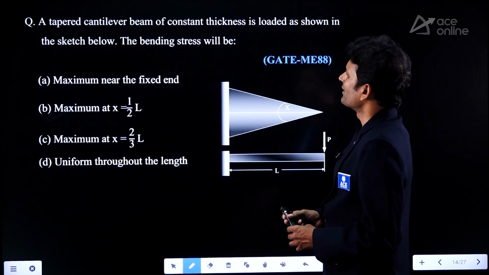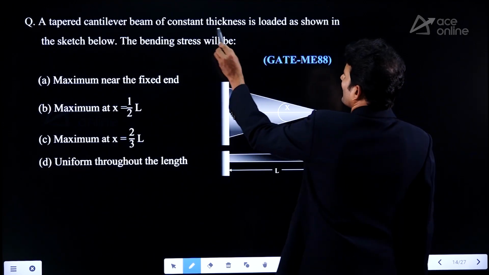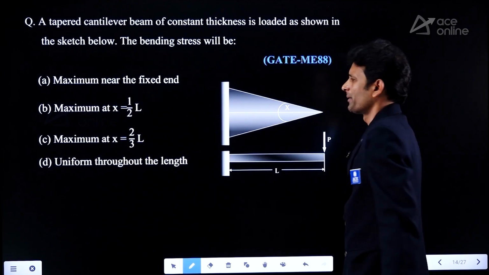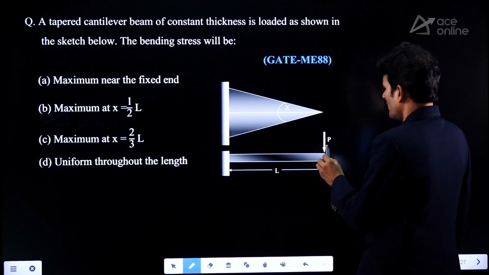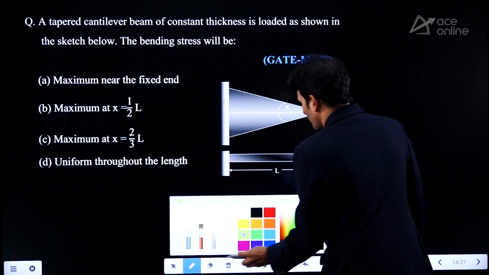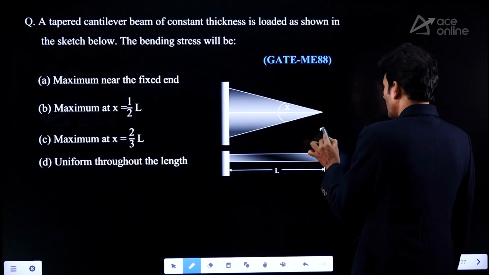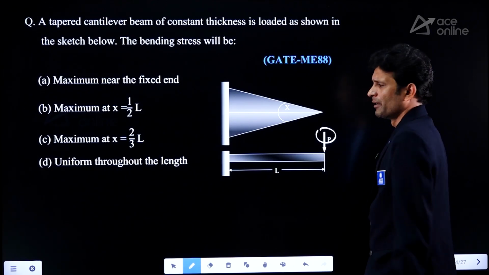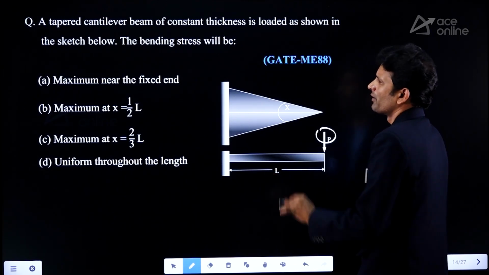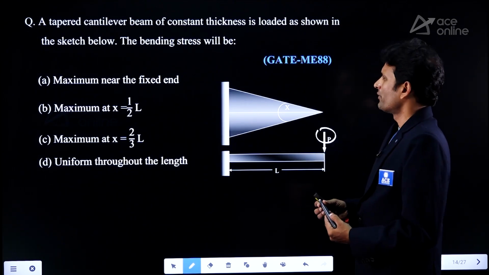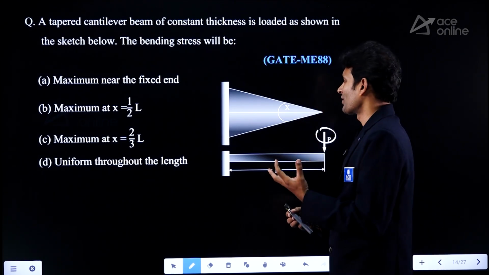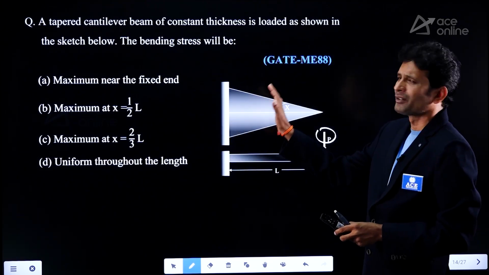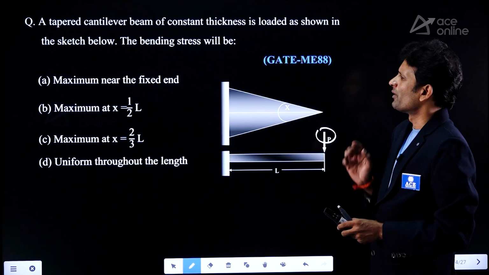A tapered cantilever beam of constant thickness is loaded as shown in the sketch below. The bending stress will be... Basically, look here. We are applying a transverse load on the beam. Under lateral loads, a prismatic beam does not have uniform strength. To maintain uniform strength, we need to provide cross-sectional dimensions as per the bending moment available at various sections along the length of the beam. This problem is related to that concept, beams of uniform strength.